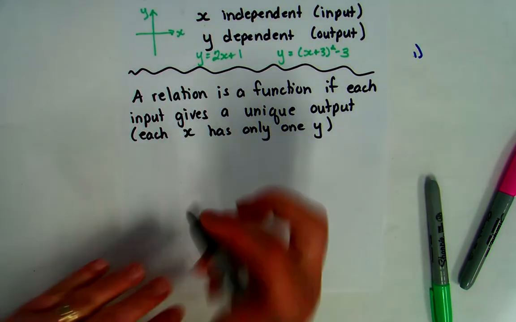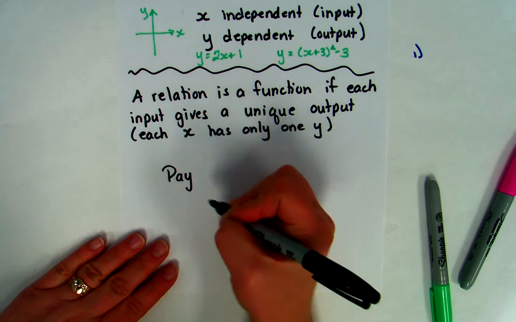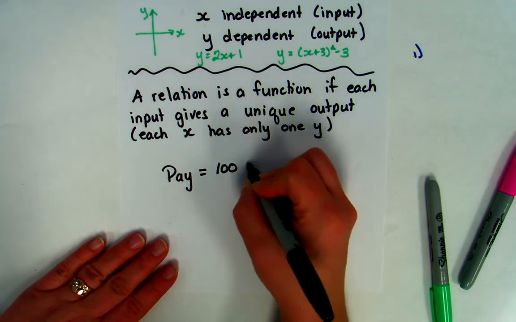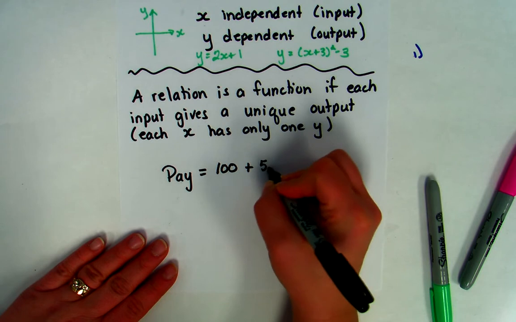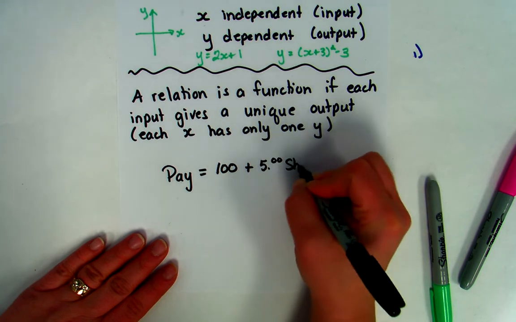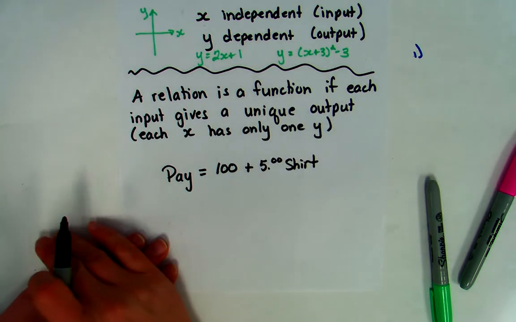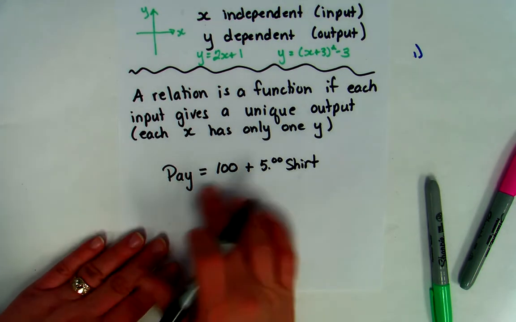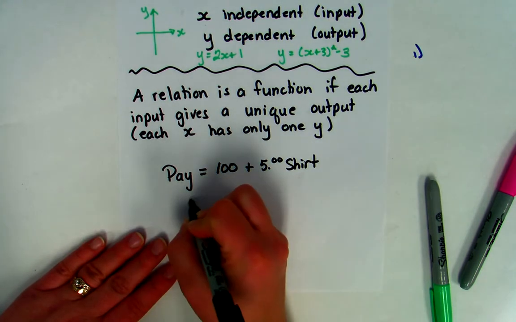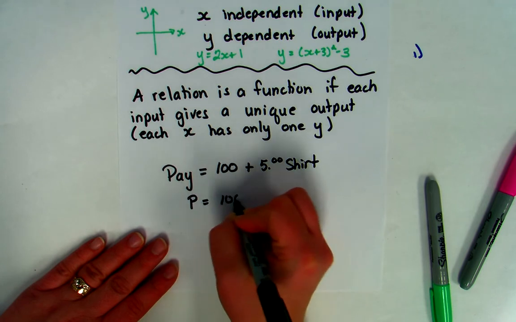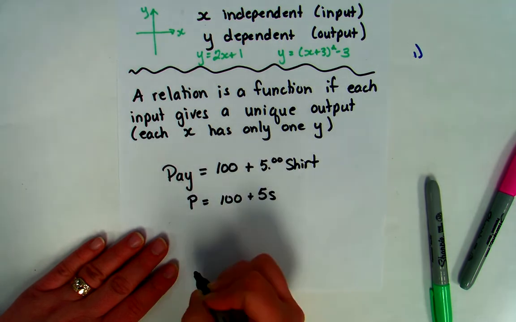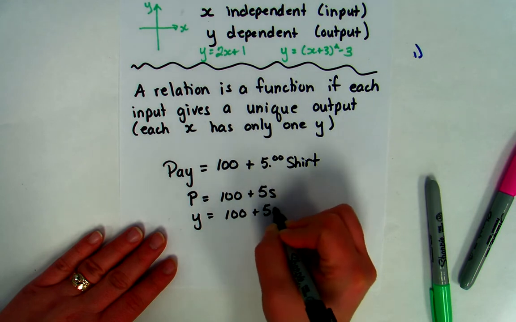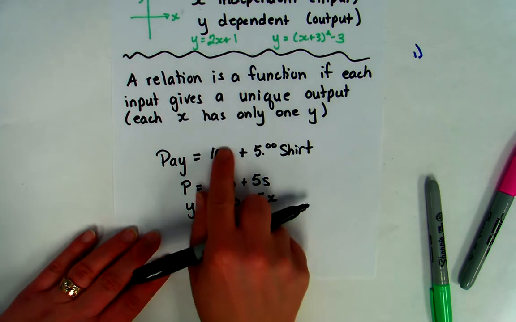Let's say you get a new job, and your pay is going to be $100 a week plus $5 for every shirt you sell. You might be selling these door to door. You might actually be working in a store doing it. Now, I could use any letters. I could short form this and say pay is 100 plus 5 times S, or I could use y equals 100 plus 5 times x. Exact same thing. So these are all relations.